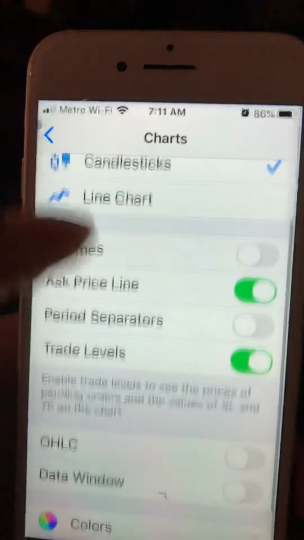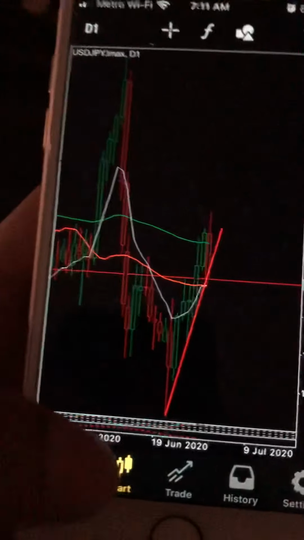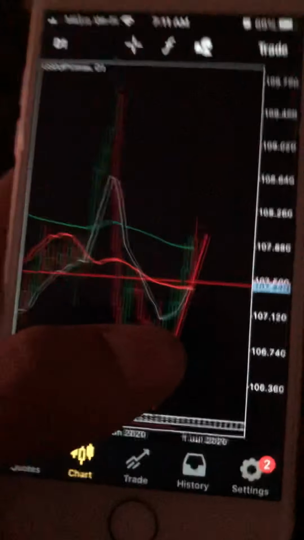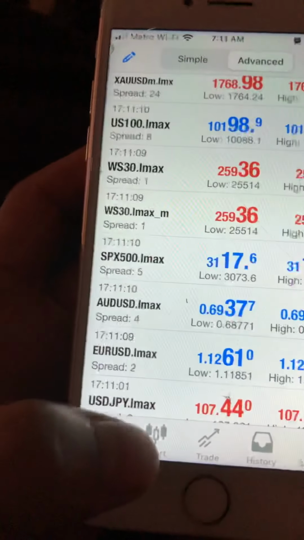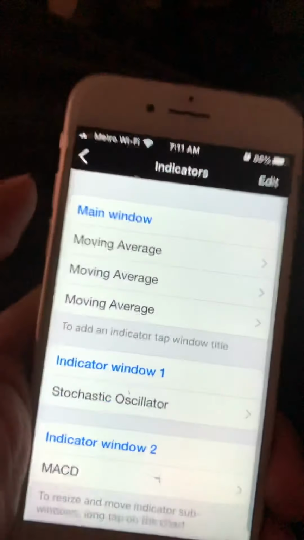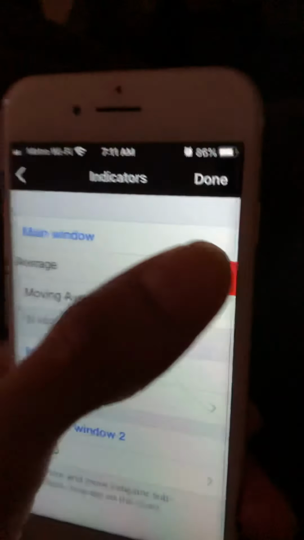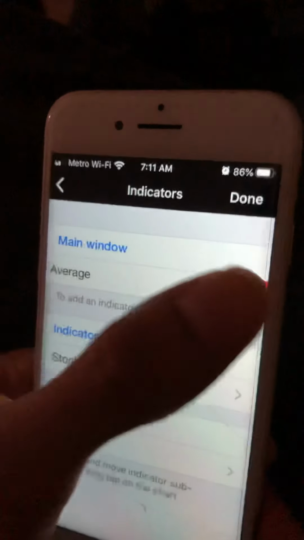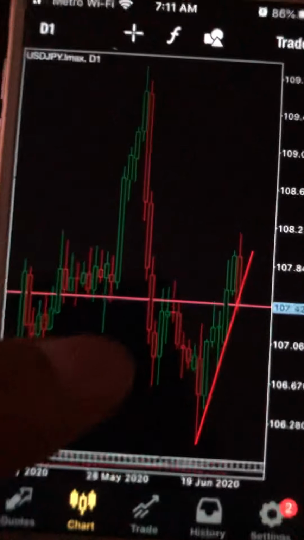Let's see, we'll just go back. And as you see, my bars are red and green like I just showed you. Chart. Now this is how you read candles. Let me take off these indicators. That's the main window. So here you have a candlestick chart.